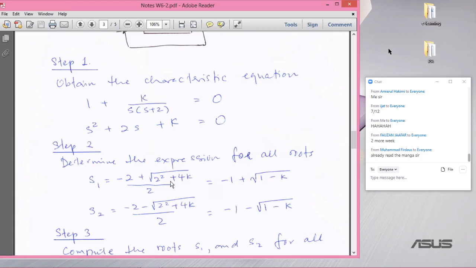Okay, that is wrong. And then we can simplify that: minus 1 plus square root of 1 minus k, and then minus 1 minus square root of 1 minus k. So now we are going to vary k from 0 to infinity, and we want to compute the roots s1 and s2. Make that correction. This should be minus.